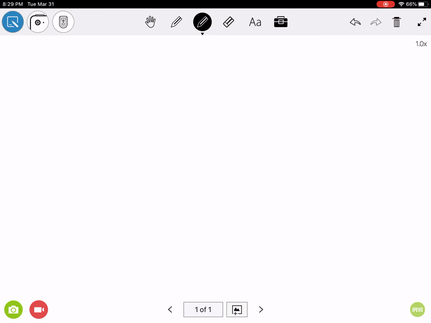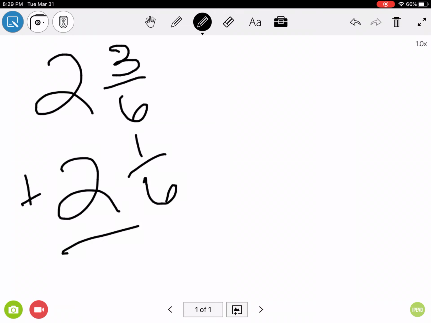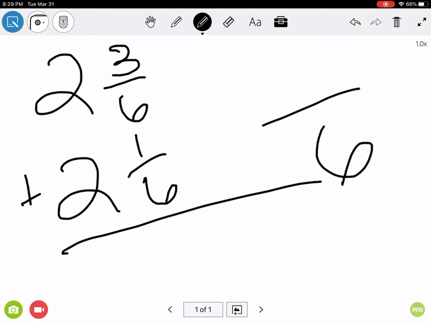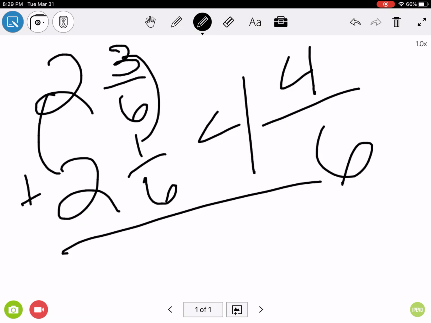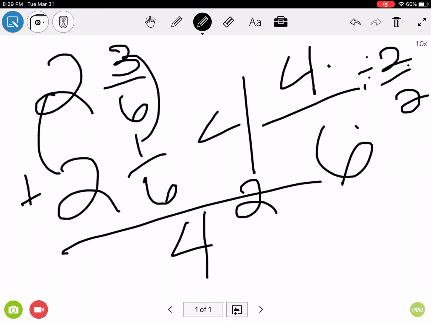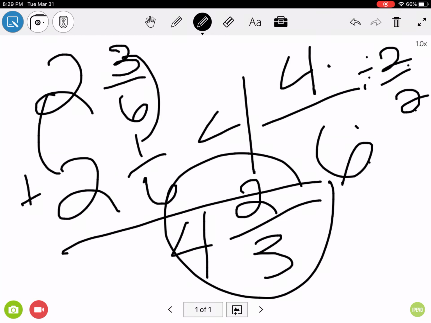All right, number 2, guided practice. 2 and 3/6 plus 2 and 1/6. What doesn't change? The denominator. 2 plus 2 is 4. 3 plus 1 is 4. Now, this is an even number and this is an even number, so I know that 2 can go into it. So I'm going to divide by 2 on both sides. 4 divided by 2 is 2. 6 divided by 2 is 3. So that's my final answer, 4 and 2/3.